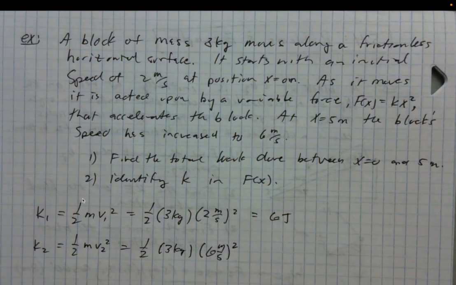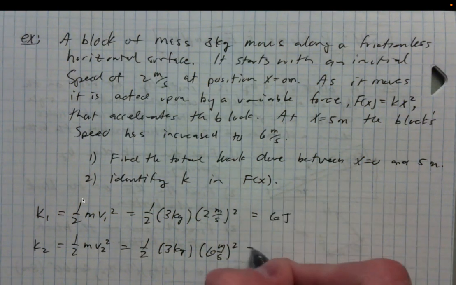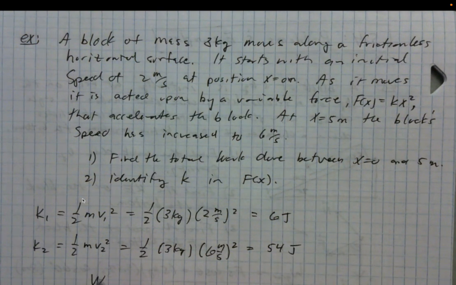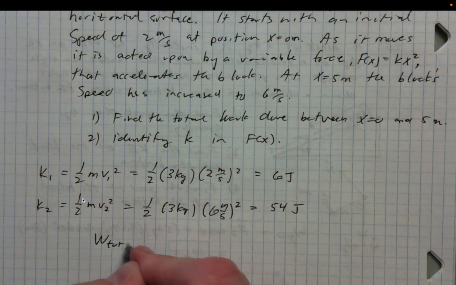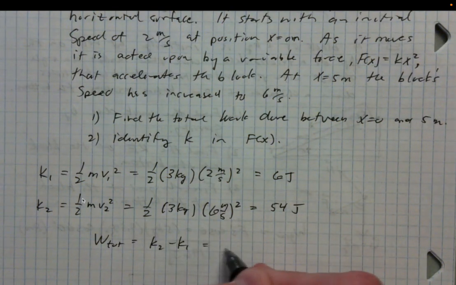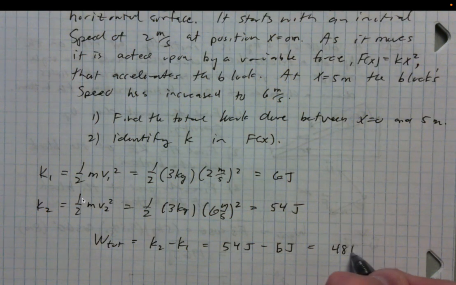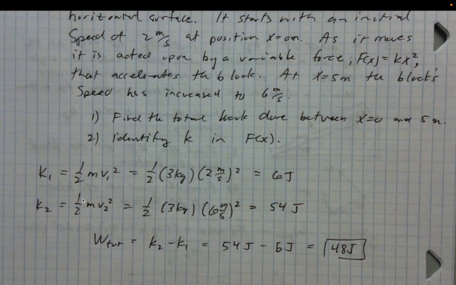So it's accelerated up to 6 meters per second, significantly. It's tripled in speed, really. And so that is 54 joules, right? So that means that the total work is equal to K2 minus K1, which is 54 joules minus 6 joules. And that means it's 48 joules, right? So we got 48 joules of work that's been done by this variable force. Okay. All right, so that tells us item 1.